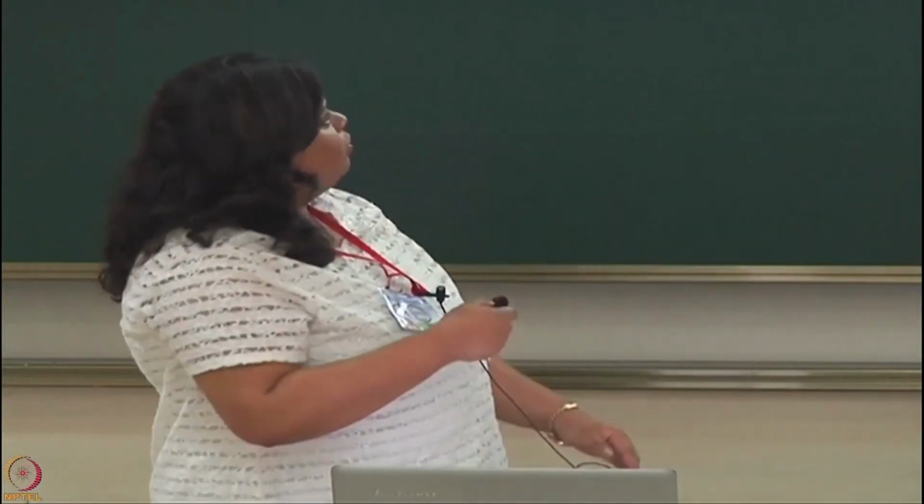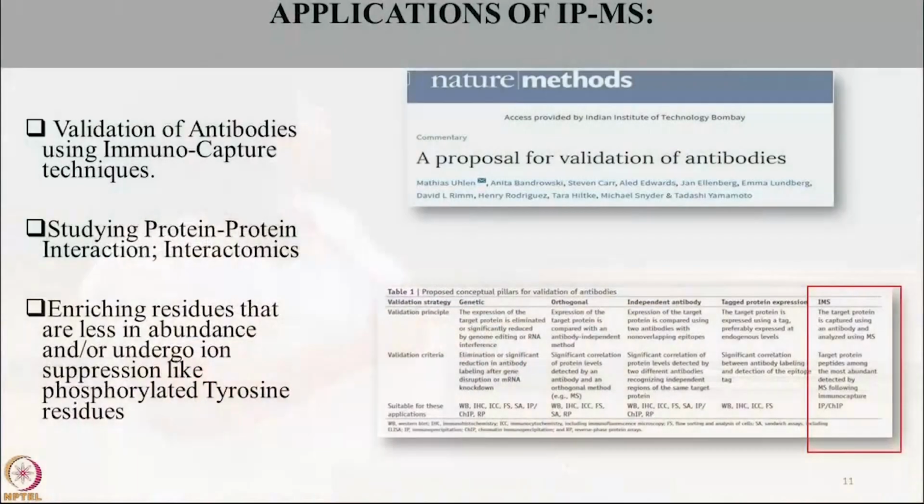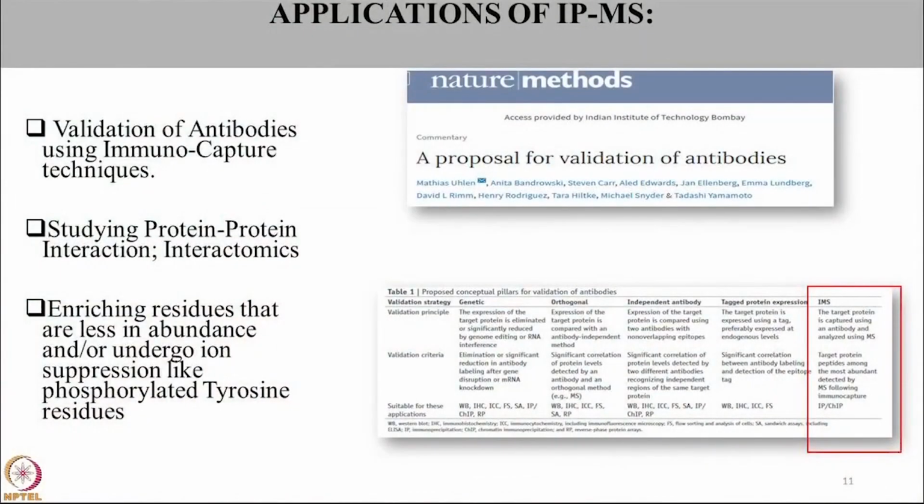One of the preliminary studies that has come up is by Matthias Uhlen's group. They have given a proposal by which you can validate antibodies. From here onwards, I will be talking about three major applications of IPMS. There are many, but within the scope of this lecture, one of the applications I will talk about is validation of antibodies using the immunocapture technique. Immunocapture is again IPMS, because you are capturing the antibody of your interest followed by mass spectrometry.